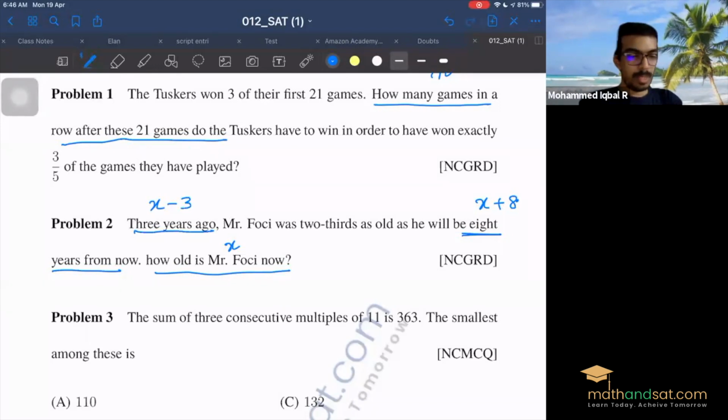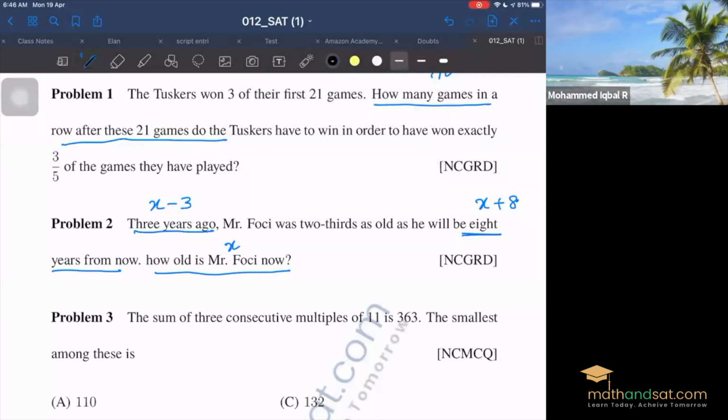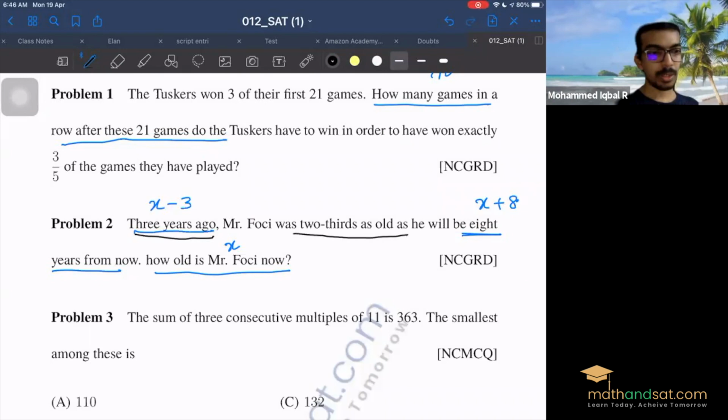Now the math is very simple because they are saying that this number, 3 years ago, was two-thirds as old as he will be 8 years from now.